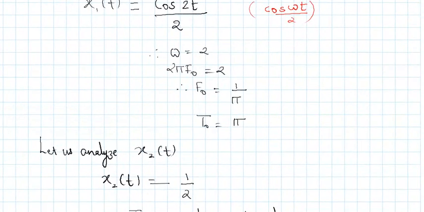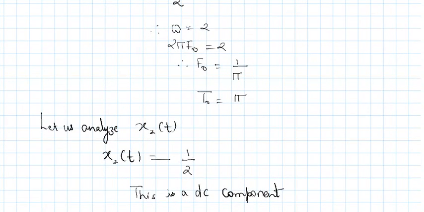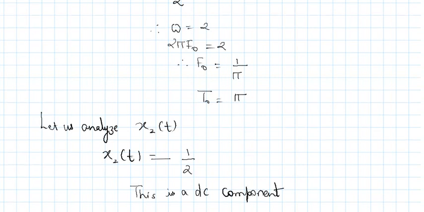So what is x2t? x2t is 1 by 2. What is the meaning of 1 by 2 in a signal here? 1 by 2 indicates the DC component of the signal. What is the role of a DC component? It will simply cause a shift in the signal, right? You have done clippers, clampers, you have seen. When you add a DC component in the signal, it results into a shift in the signal, right? It gives a DC shift to the signal.